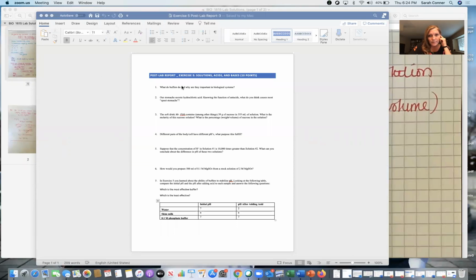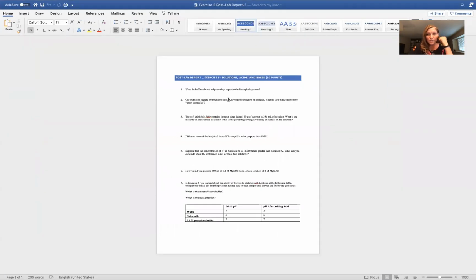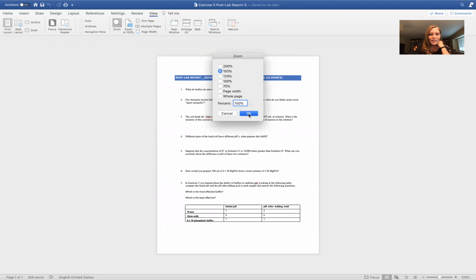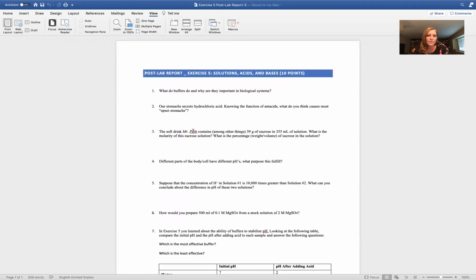So here is your post lab. I'm just going to make it a little bit bigger. So we have two questions we're going to go over. So we are going over the third one. So the soft drink Mr. Pibb contains, I'm going to make that a little bit bigger. Zooming in just a bit more. It's hard to see. Maybe I'm just old, but we'll make it a little bit bigger. Hopefully that's better. So the drink Mr. Pibb contains, among other things, 39 grams of sucrose in a 355 milliliter solution. What is the molarity of sucrose solution, and what is the percentage weight divided by volume of sucrose in that solution?